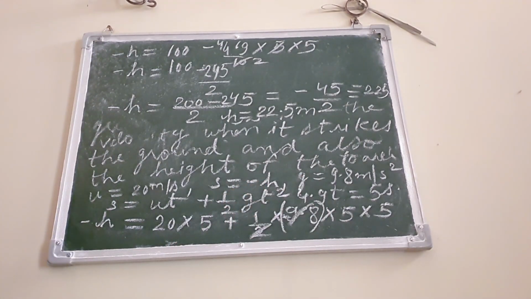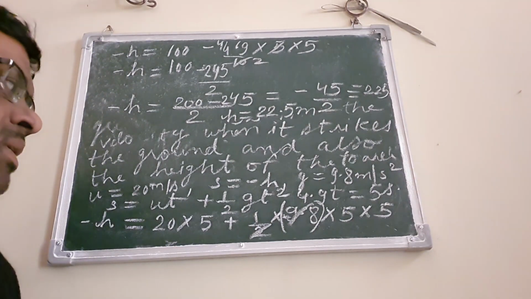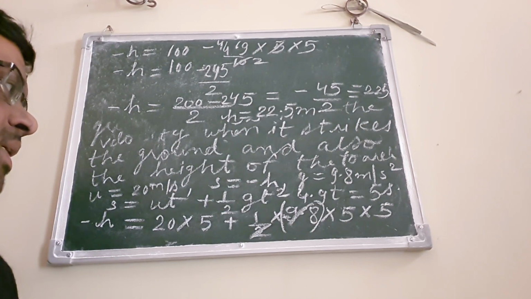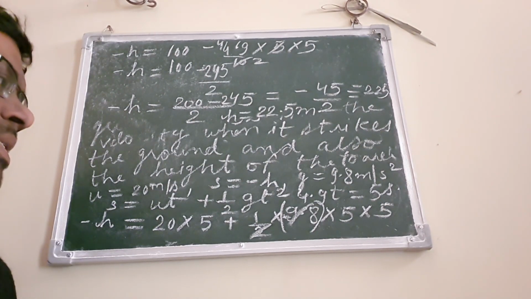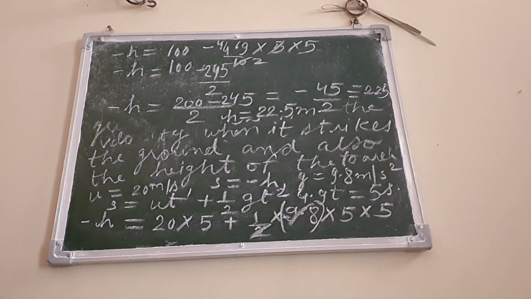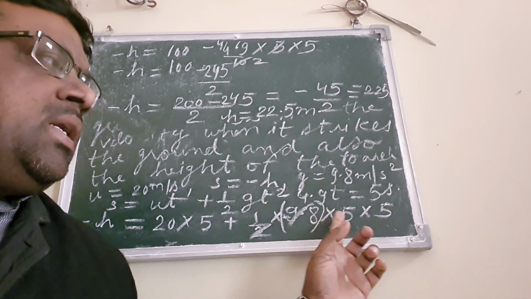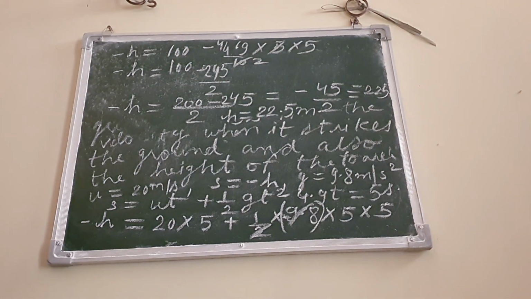Gravity is taken as minus 9.8 since it is moving in the upward direction, opposite to the direction of gravity. Now putting it in the second equation of motion, s is equal to ut plus half gt square, it becomes minus h is equal to 20 into 5, where 5 is the total time taken by the ball to reach the ground, plus half into minus 9.8 into 5 into 5. Simplifying this, it is coming out to be 45 by 2, so it becomes 22.5 meters. So this is the height of the tower.